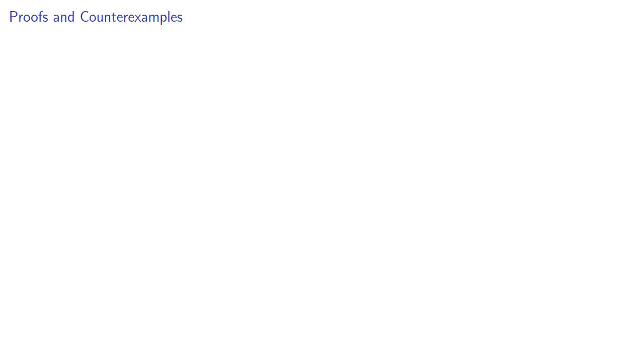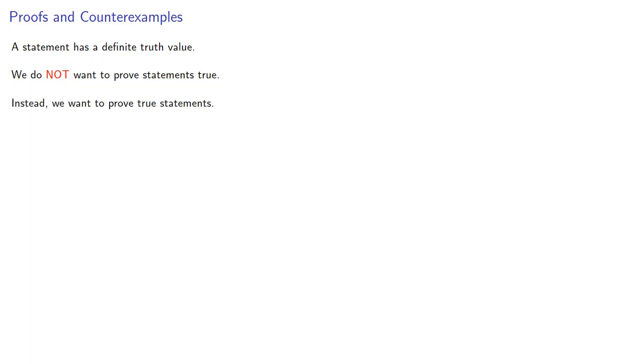So let's introduce an important idea. A statement has a definite truth value, and contrary to what you might think, we do not want to prove statements true, because sometimes a statement will be false. Instead, we want to prove true statements. So what happens if we have a statement that we believe to be false?